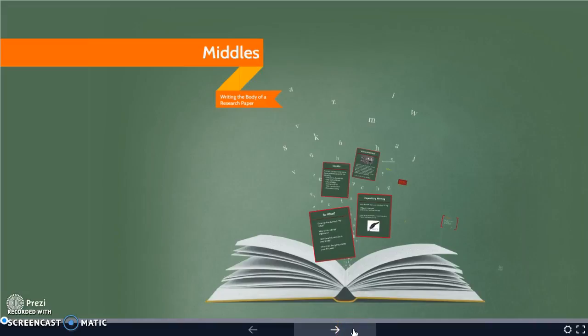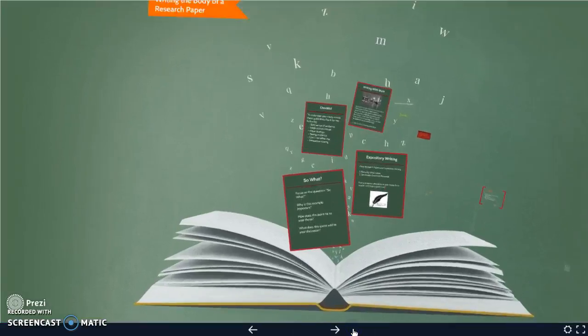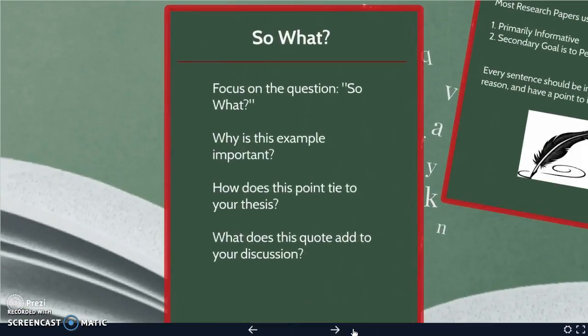This presentation will cover writing the body of your research paper, or writing the middle. The first thing you need to know is you will often be asking the question, "So what?" A research paper is mostly made up of this question. You want to focus on it as you include information in your paper.